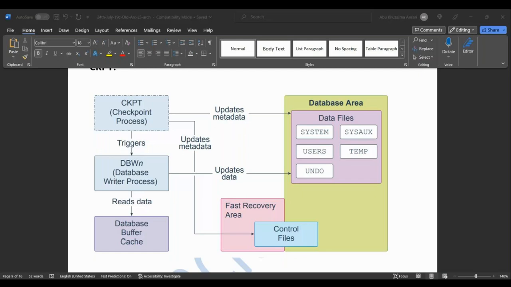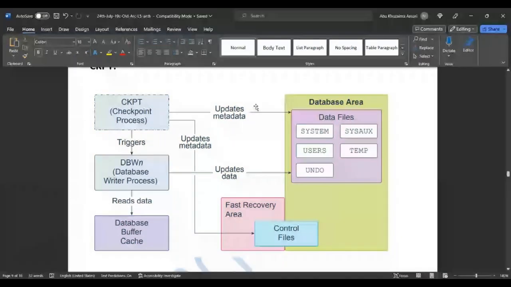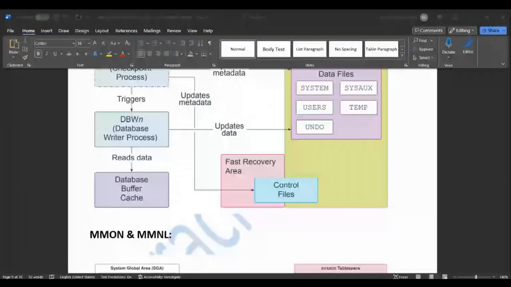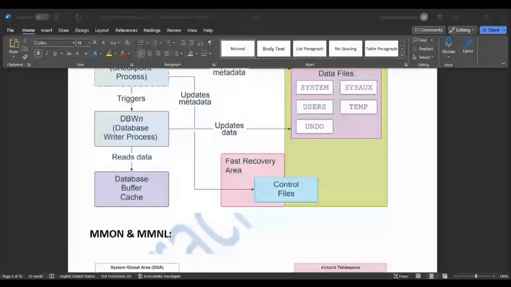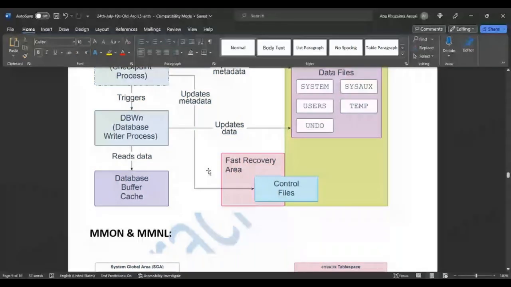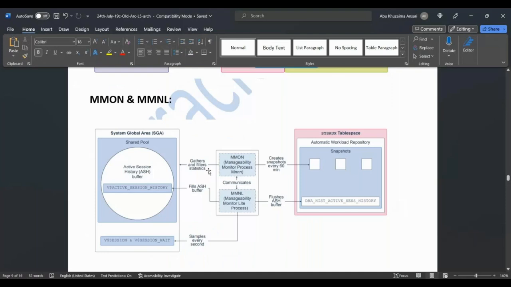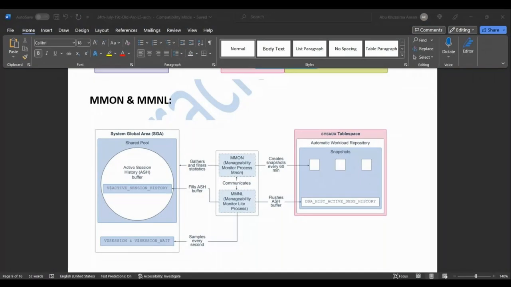Okay, now clear CKPT. Now CKPT also runs as a thread and as an operating system process. Okay, now another process, which is mmon and mmnl. So what is the work of these processes? These processes are called the manageability monitor processes, and they are related to AWR tasks.